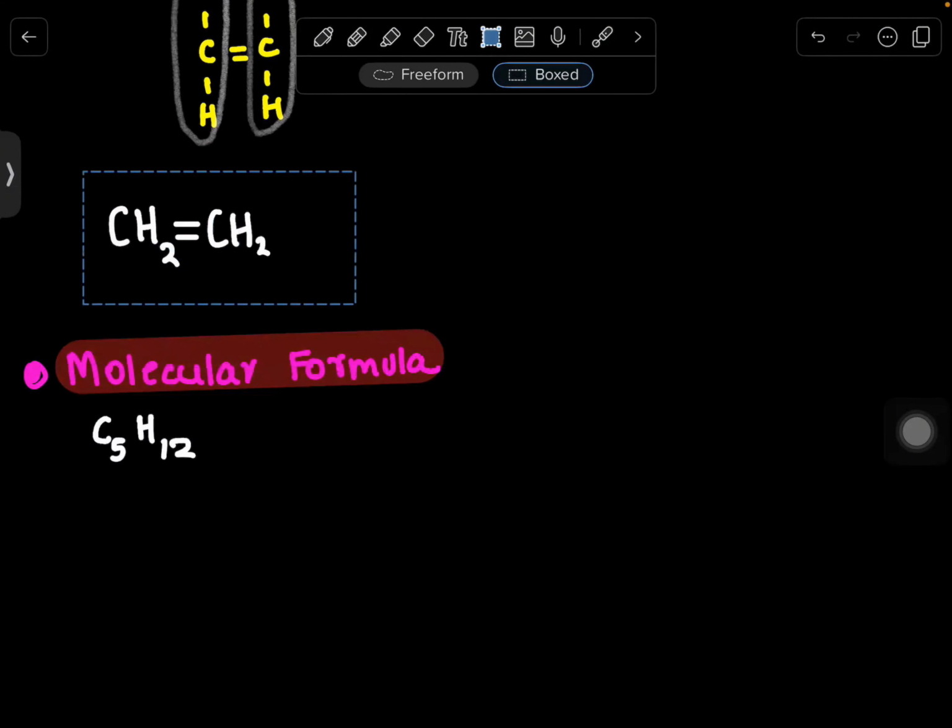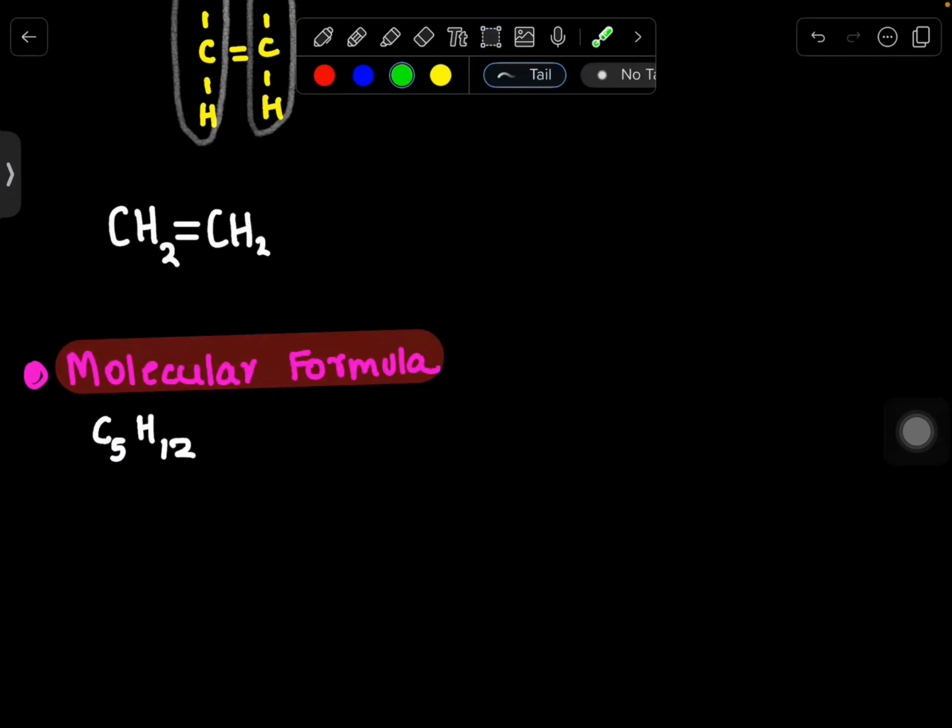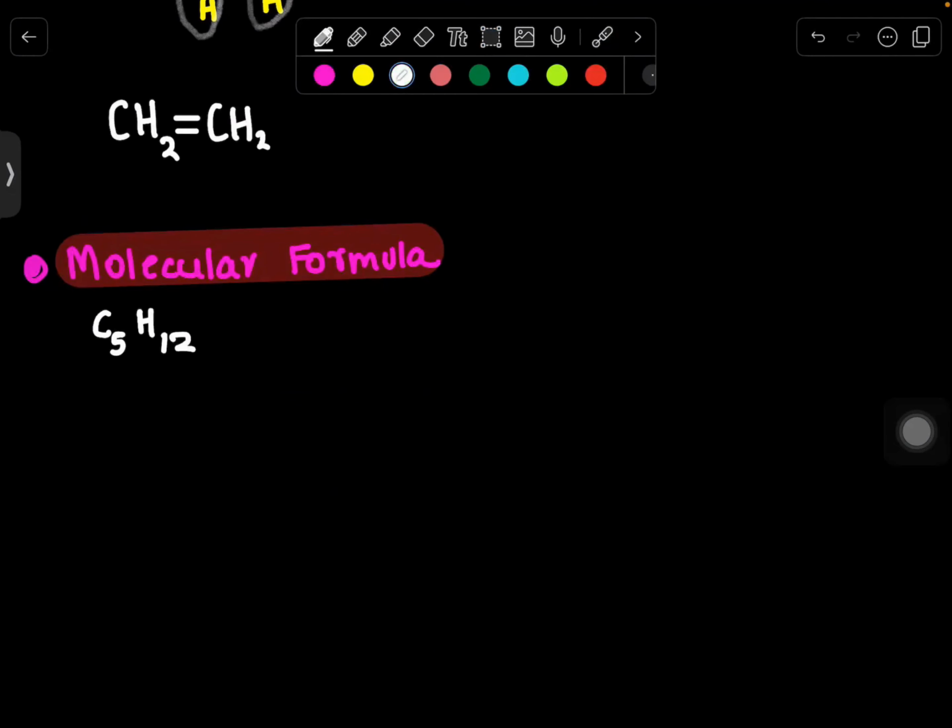How about this compound? Can you tell me the molecular formula of this compound? C2H4. That is right. C2H4. So you don't need to show the double bonds in the molecular formula.